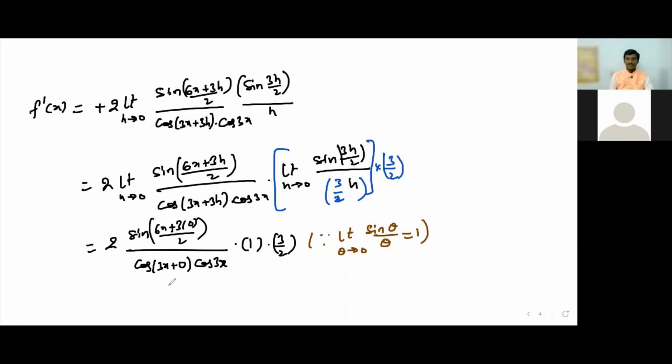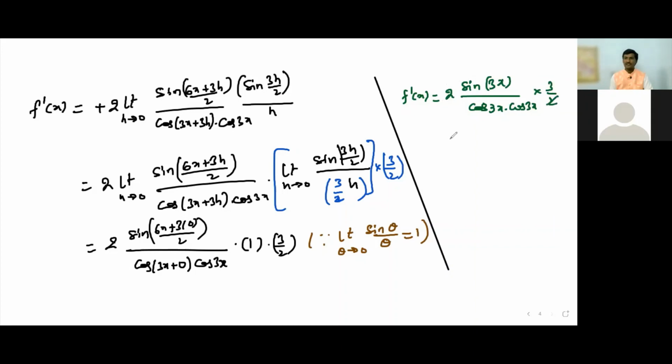So f dash of x is equal to 2 into sine of 6x by 2, that is 3x, and whole divided by cos 3x into cos 3x, that is cos square 3x, and into 3 by 2 we have, so 2 and 2 get cancelled, 3 into, so here sine by cos we can write as tan 3x, and 1 by cos.